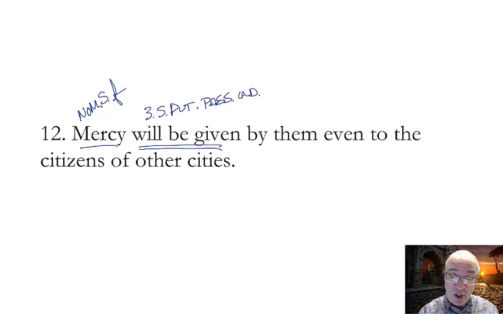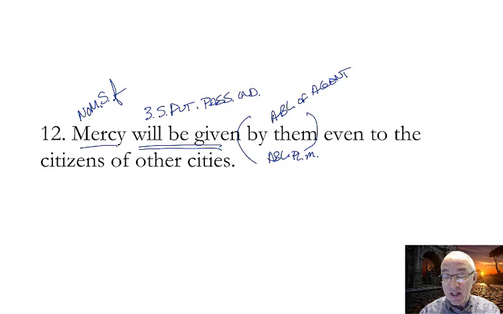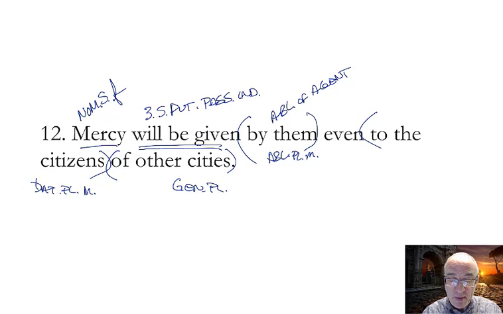By them. This is your anticipated construction with the passive voice, the ablative of agent. And in this case, it is ablative plural. Call it masculine. Even, this is an adverb. To the citizens, we expect the dative case. Dative, plural, masculine, because with verbs of giving, showing, or telling, we have the dative case. Of other cities. This is just your basic genitive, plural, feminine. Other modifies it. We don't need to use the word of, because that's included in the genitive case.